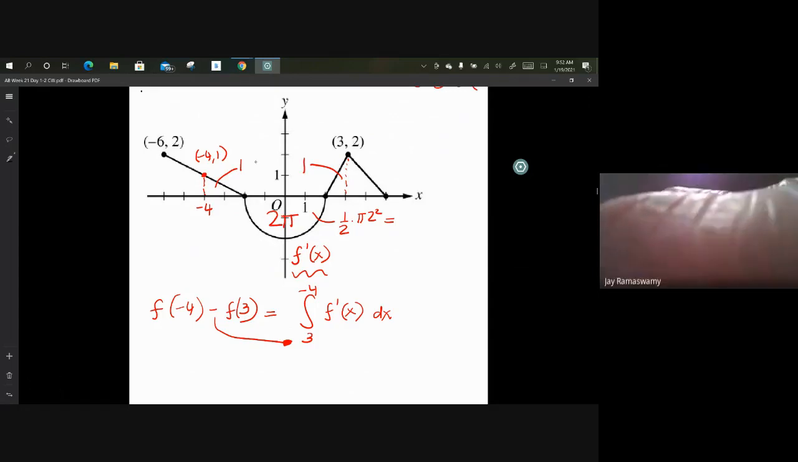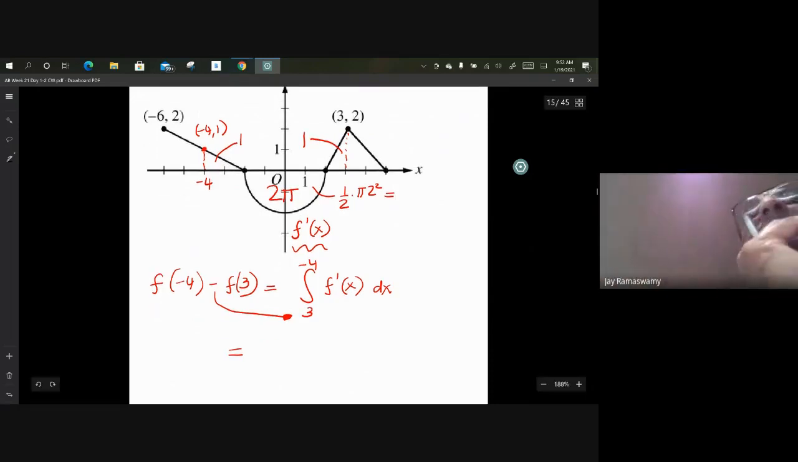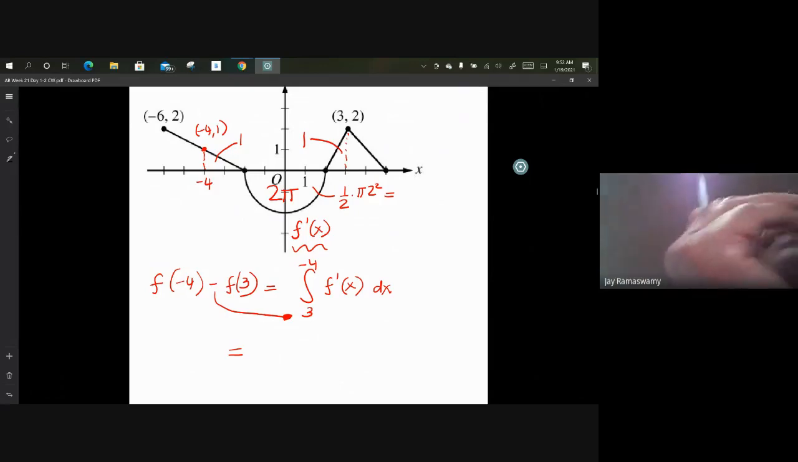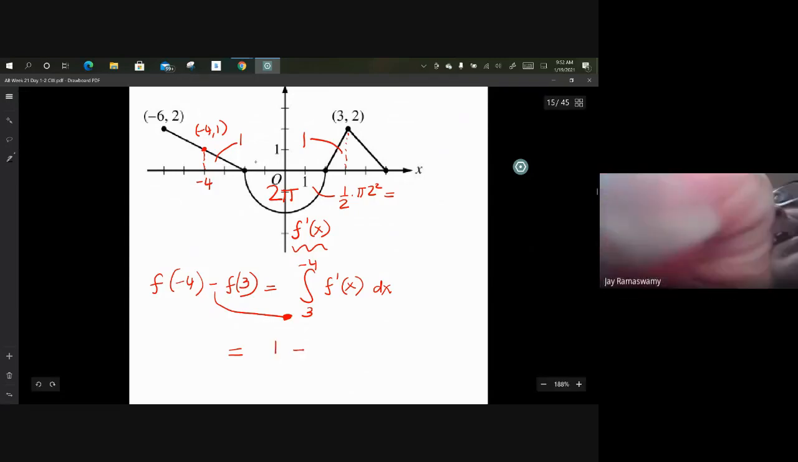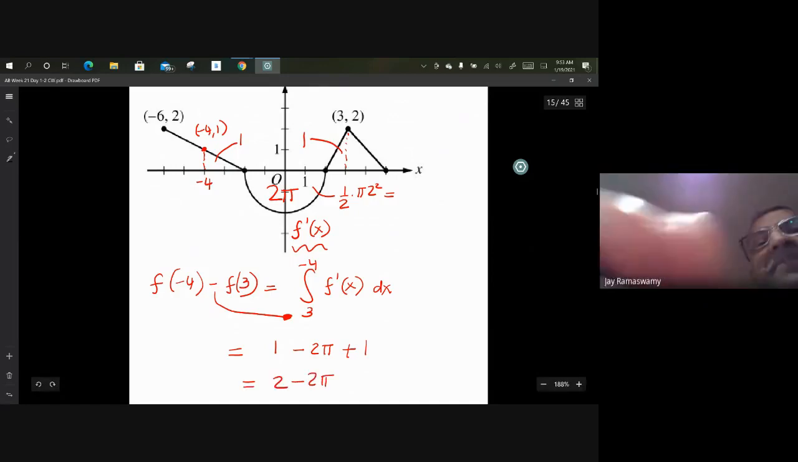Okay. Finally, guys, I'm going to write the final answer. Be smart and correct me. I'm in a rush, I'm kind of mimicking and teasing you. I'm rushing and doing the problem. I'm going to make a mistake. Correct me. So that's 1 minus 2 pi plus 1. Final answer, 2 minus 2 pi.